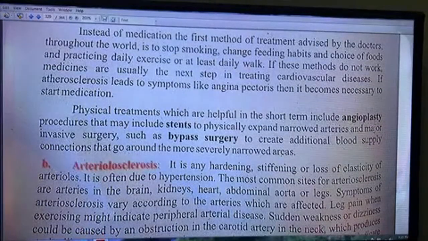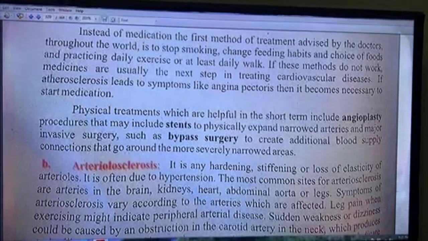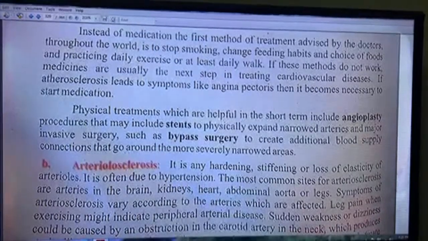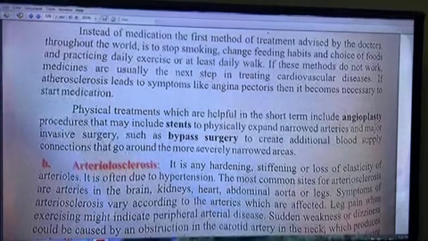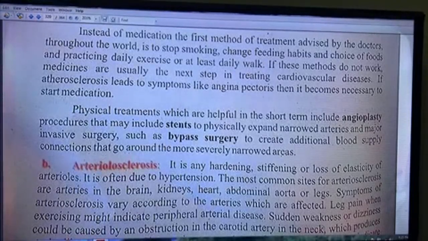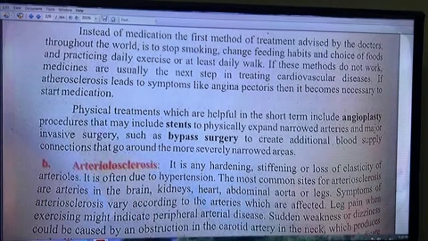Instead of medication, the first method of treatment advised by doctors throughout the world is to stop smoking, change feeding habits and choice of food, and practice daily exercise or at least a daily walk. If these methods do not work, medicines are usually the next step in treating cardiovascular diseases. If atherosclerosis leads to symptoms like angina pectoris, then it becomes necessary to start medication.